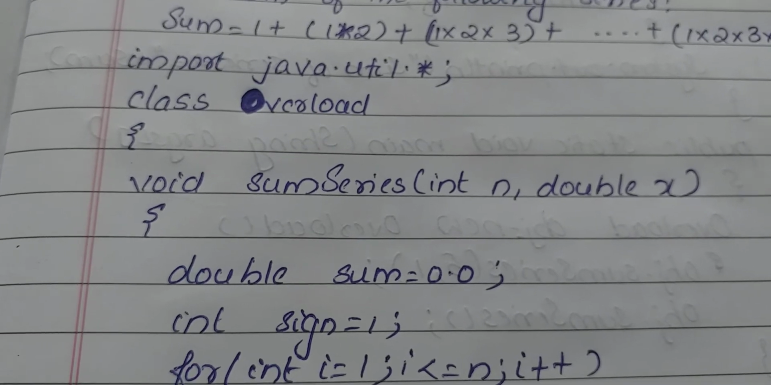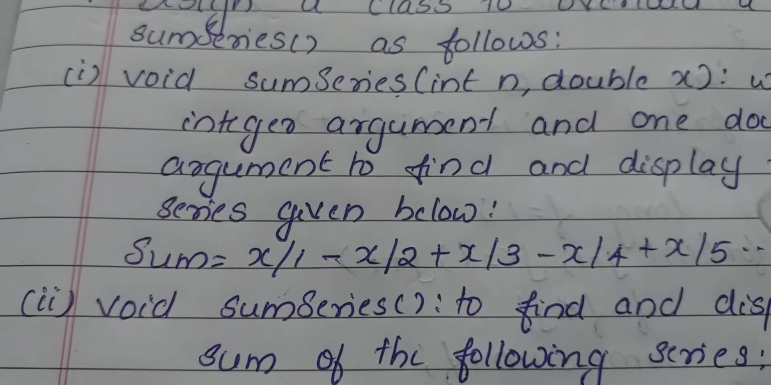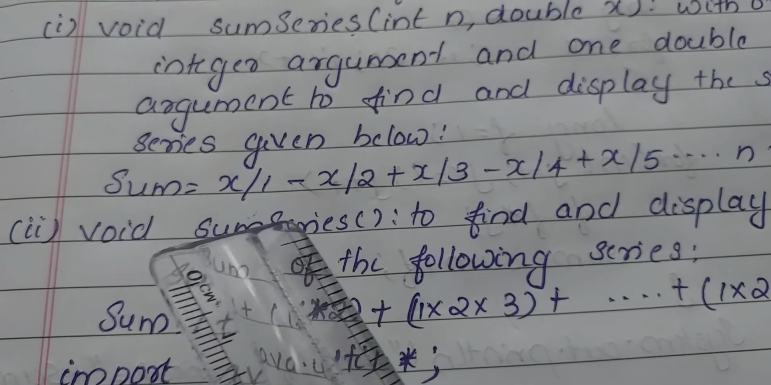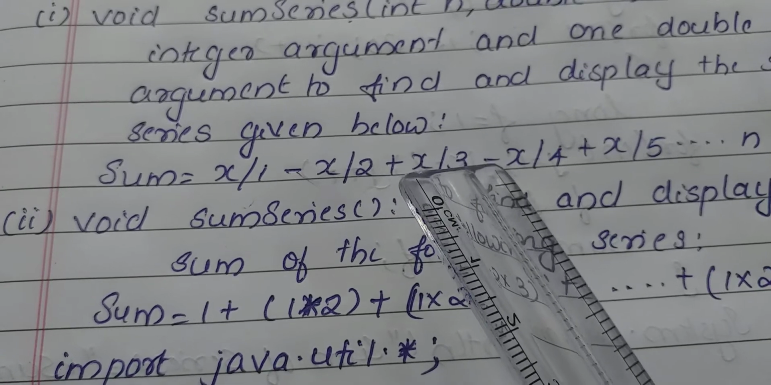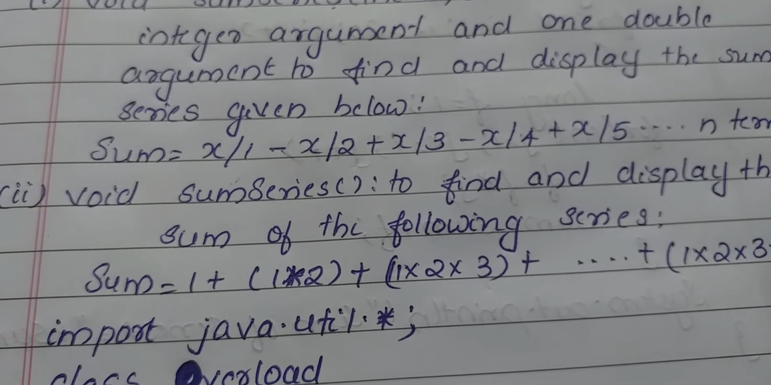Clear? Okay. So what is the purpose of this sum series? To find the sum of this series, that is x by 1 minus x by 2 plus x by 3 minus x by 4. Like that, the series goes up to n terms, which we want to find.